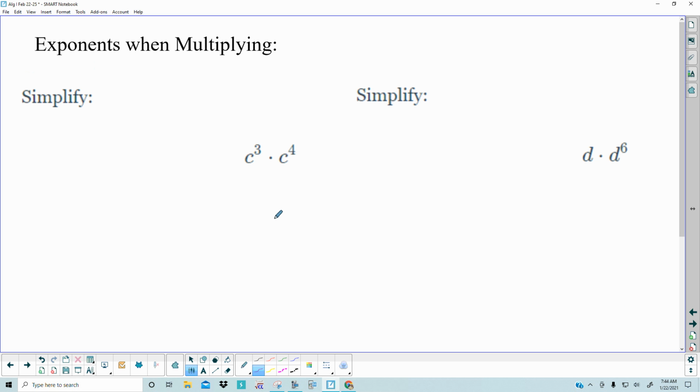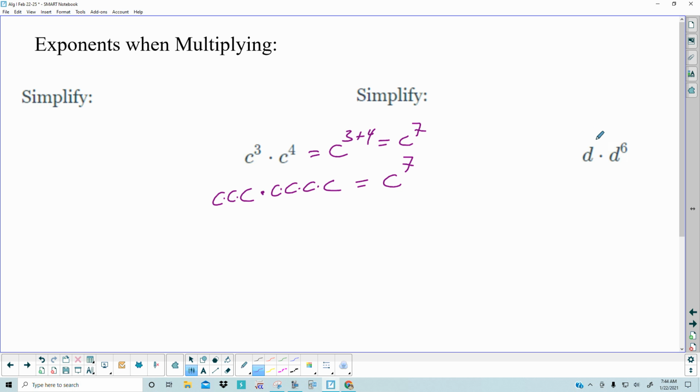Okay. Now, when you're multiplying, what can we find for a shortcut for the exponents? Well, that's c times c times c times c times c times c times c. How many c's do you have? 7 of them. So what could I do with the 3 and the 4 to get 7? You can add them. Equals c to the 7th. So when you're multiplying, you add the exponents.